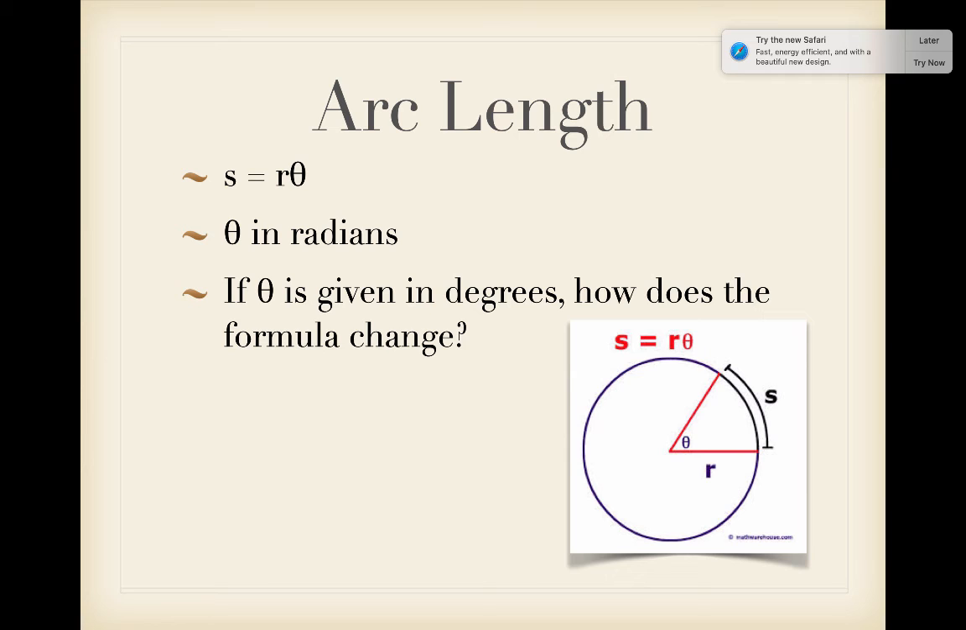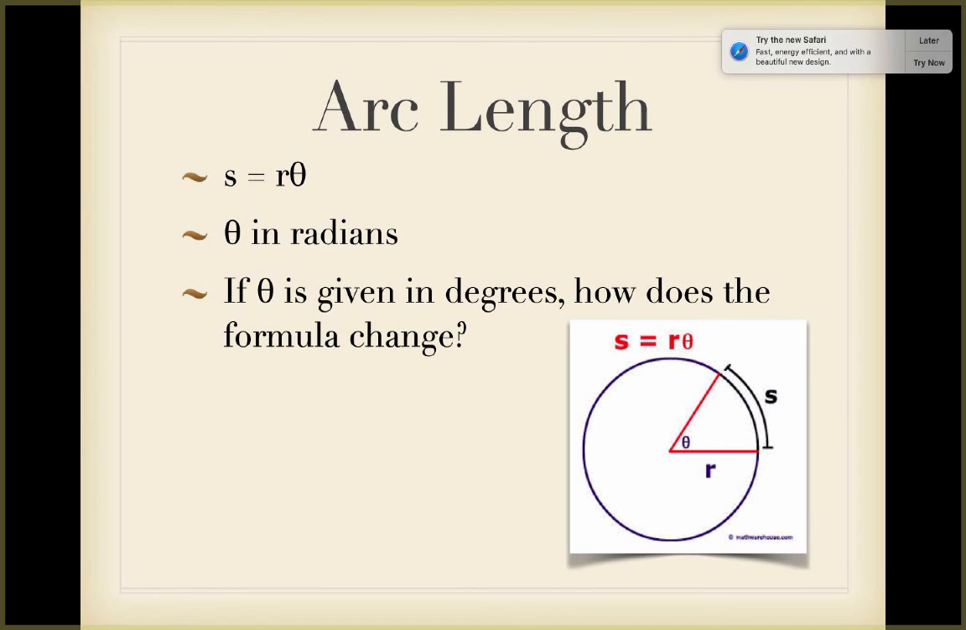The next thing we're going to look at is arc length. Your arc length, denoted with S, is your radius times your angle measured in radians. So remember, theta is in radians. If theta is given in degrees, you should know how to change it to radians.